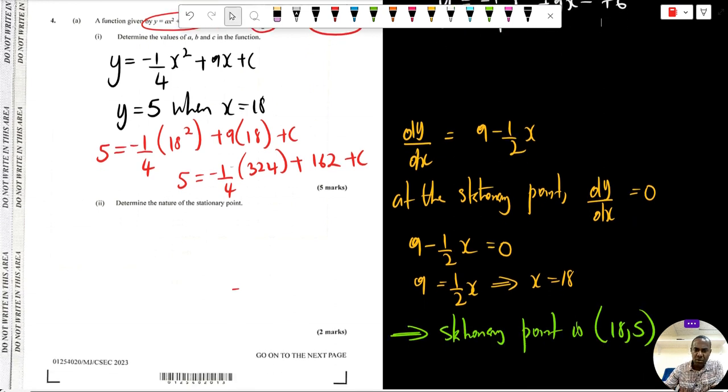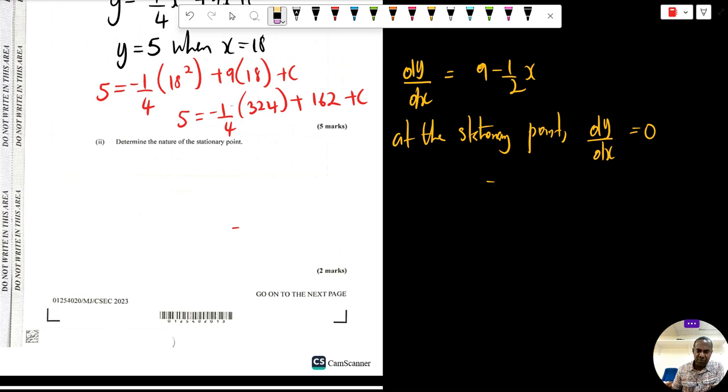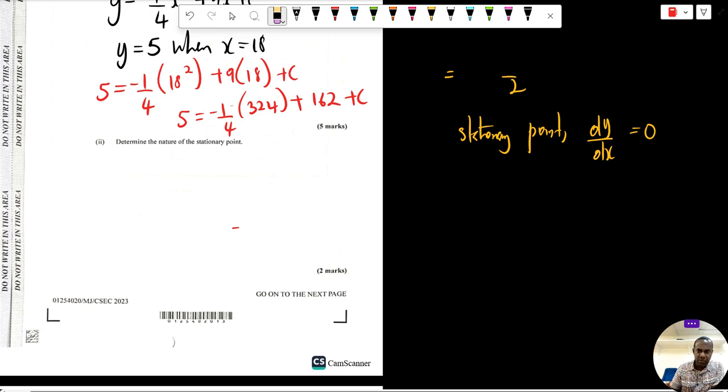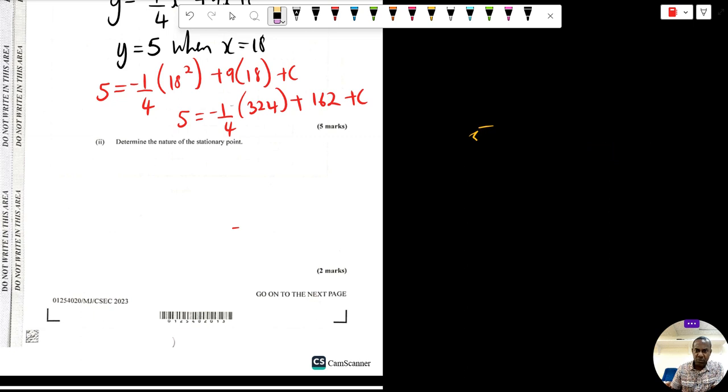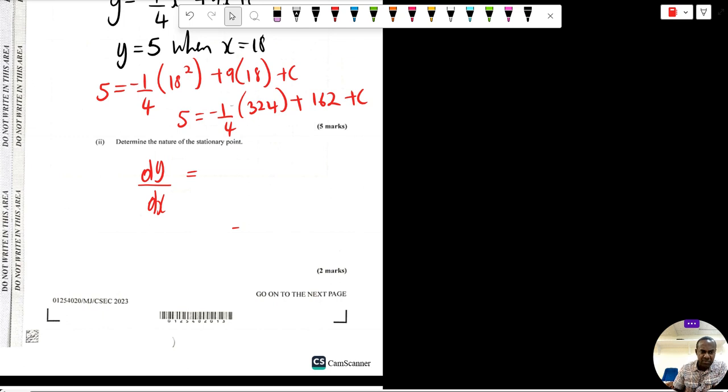So how do we go about determining the nature of the stationary point? Since we already have the first derivative, what we will do is find the second derivative and then evaluate the second derivative at the stationary point, okay? So let's go ahead and do this. We know that dy by dx is equal to 9 minus a half x.